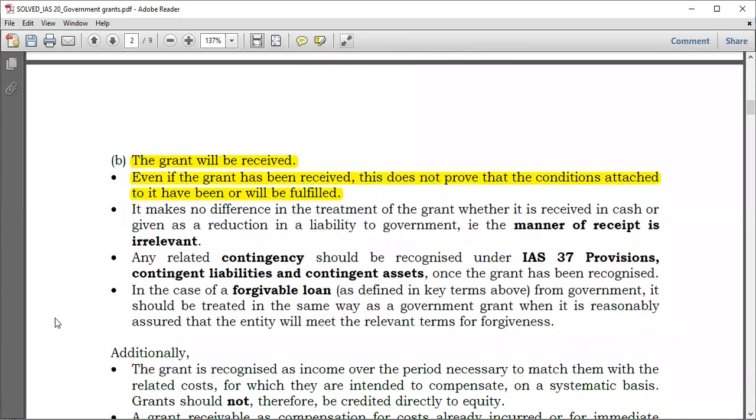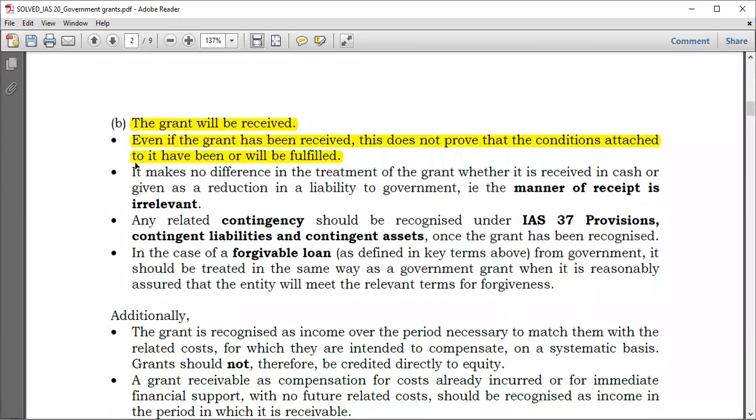Yeah. All right. Now after that, we say that it makes no difference in the treatment of the grant whether it is received in cash or given as a reduction in a liability to the government. It doesn't matter. The government may give you cash, maybe take this 10 million and fund your projects, or maybe you as an entity owe $20 million. Do this and maybe your liability will fall from $20 million to $5 million.